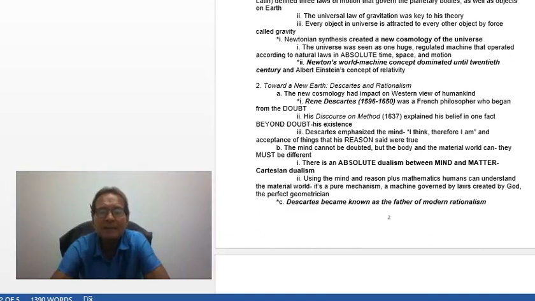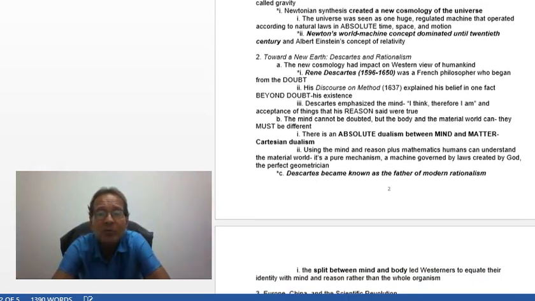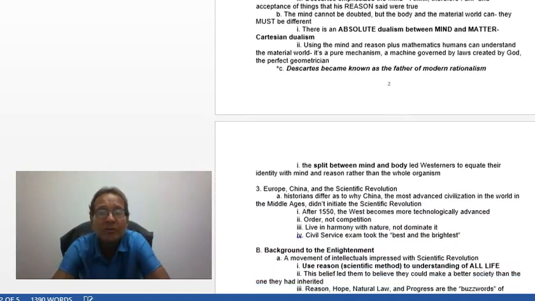Descartes emphasizes the mind and the acceptance of things that his reason said were true. The mind cannot be doubted, but the body and the material world can. They must be different. There is an absolute, according to Descartes, dualism between mind and matter. This came to be called the Cartesian dualism. Using the mind and reason plus mathematics, humans can understand the material world. It's a pure mechanism. It's a machine governed by laws created by God, who was the perfect geometrician. And as a result, Descartes became known as the father of modern rationalism.